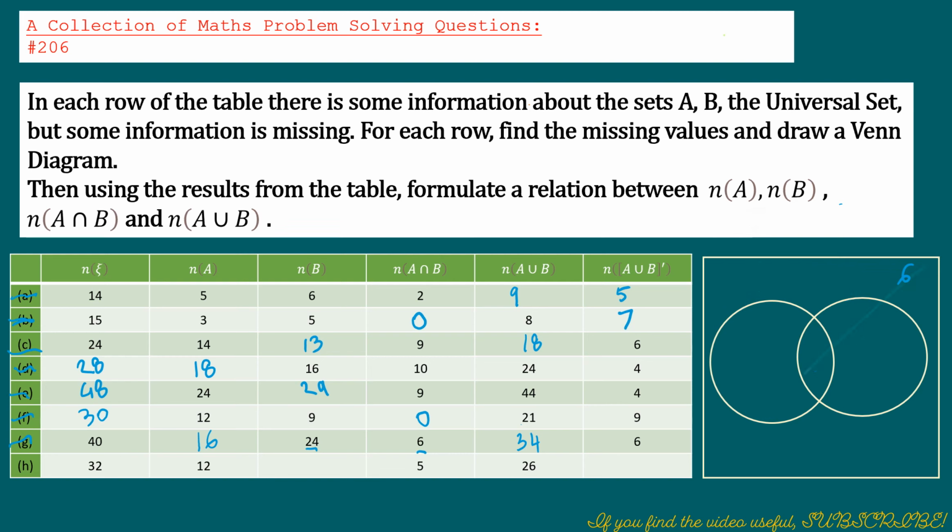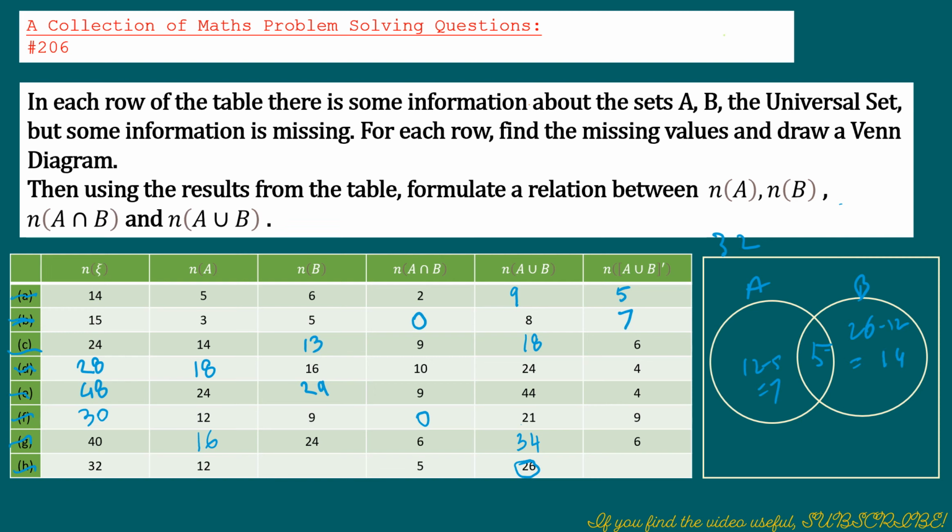So the last one, H, we have 32, universal set. n(A) is 12. n(A) is 12, so we have A and B 12, and the intersection is 5. So it's 12 minus 5, that is 7. And union is given as 26. So 7 plus 5 is 12. If you did 26 minus 12, you would get one that's only B. 26 minus 12 is, not 34, 14. So 14 is only B.